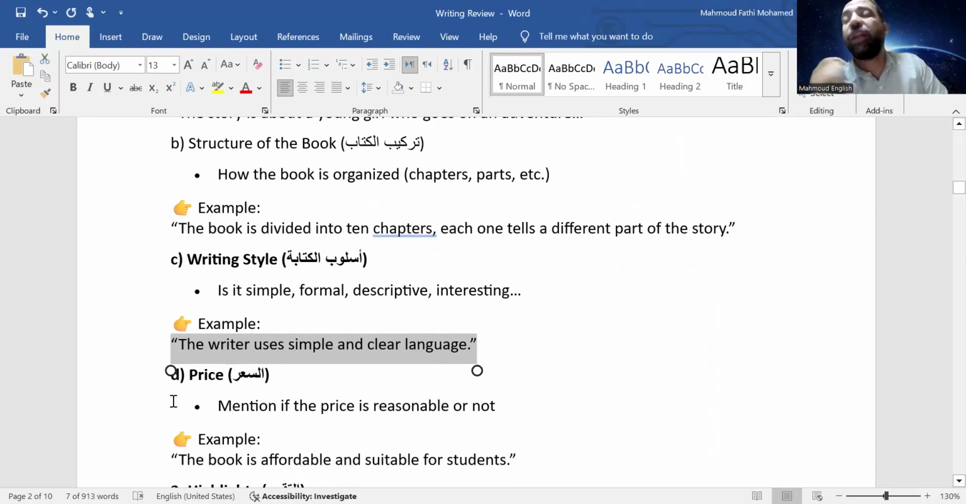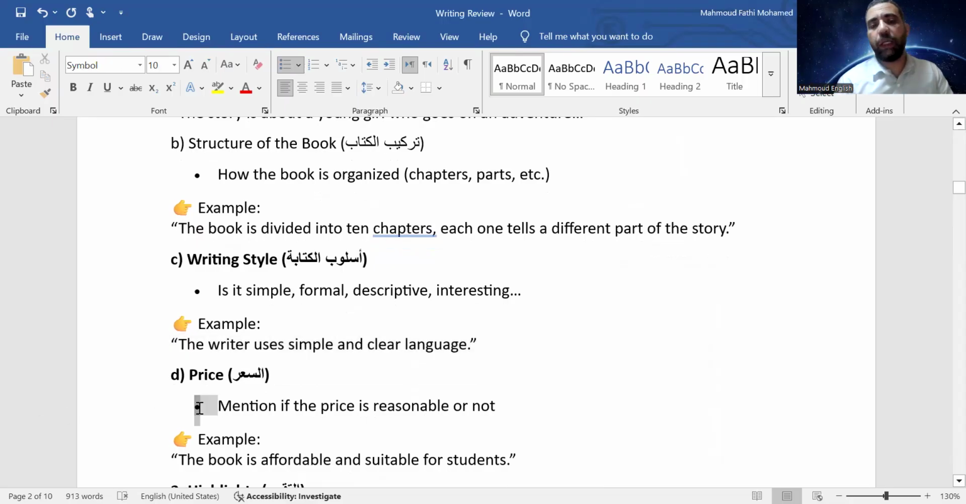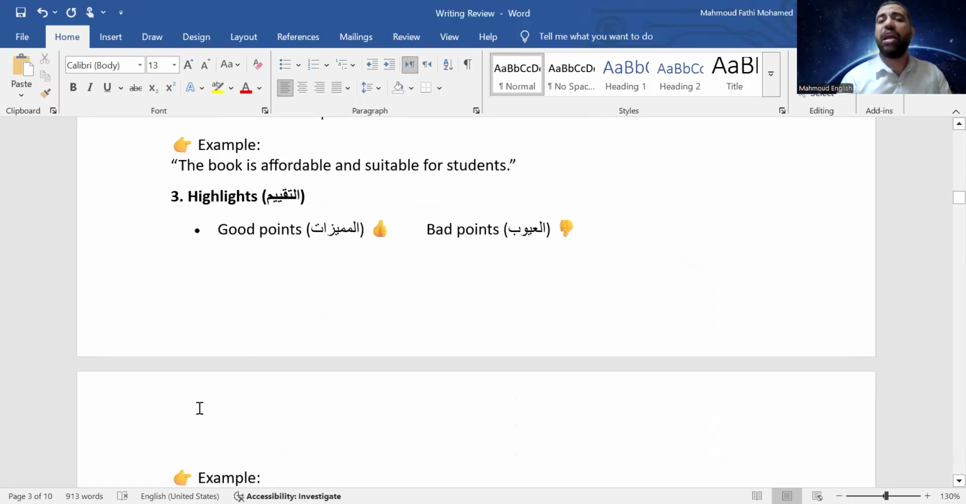Even you can evaluate the paper of the book. You can tell me that the printing of the book is not clear or is clear. You have to tell me. And also the price of the book. Once you put the book, for example, you tell me if it's reasonable or not. Okay, I think it's reasonable or not. So we have here opinion. A review is all about opinion.